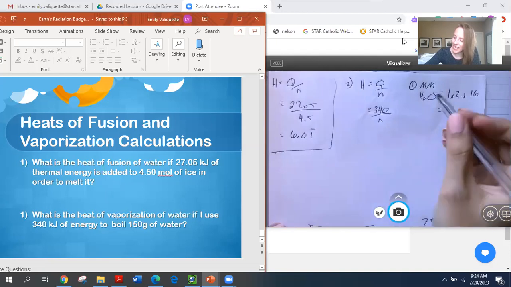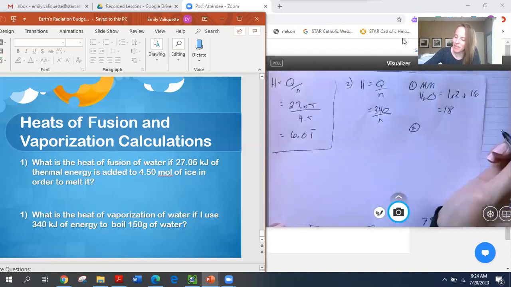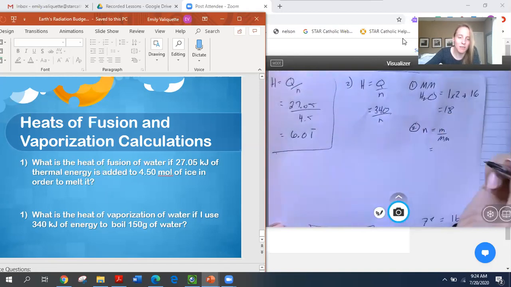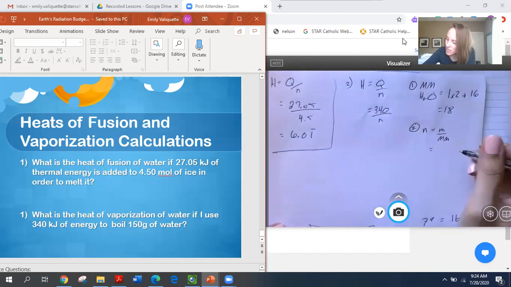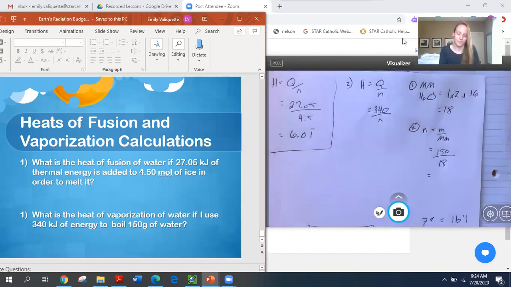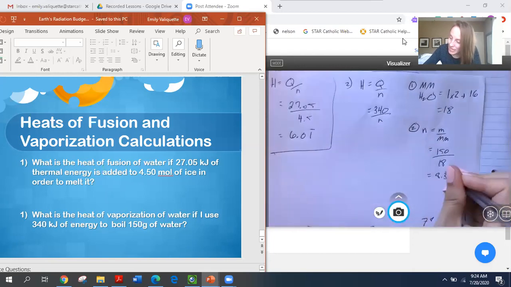And for some of you, it might be easier to just memorize that than have to calculate the molar mass of water. The second step is then to calculate the moles. So moles equals mass over molar mass. We were given the mass of water as 150 grams. So I'm going to do 150 divided by 18, which gives me 8.3 repeating for my amount of moles.